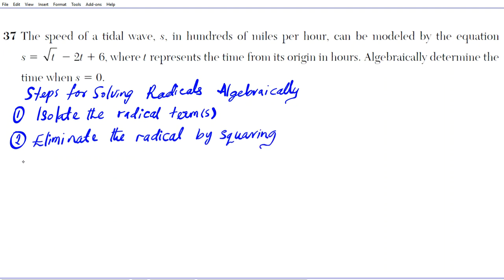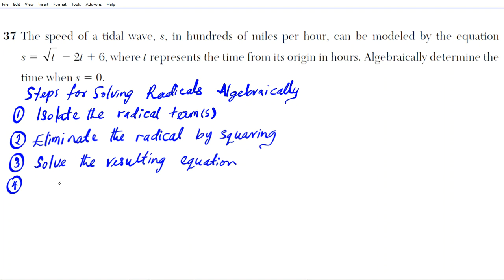When you eliminate the radical by squaring, something interesting happens. Apart from eliminating the radical, there might be a possibility of introducing something called extraneous solutions. So step 3, you're going to solve the resulting equation, and your answers could be both correct, one could be correct, or neither could be correct. So how do we determine which answers are actual solutions or which are extraneous?